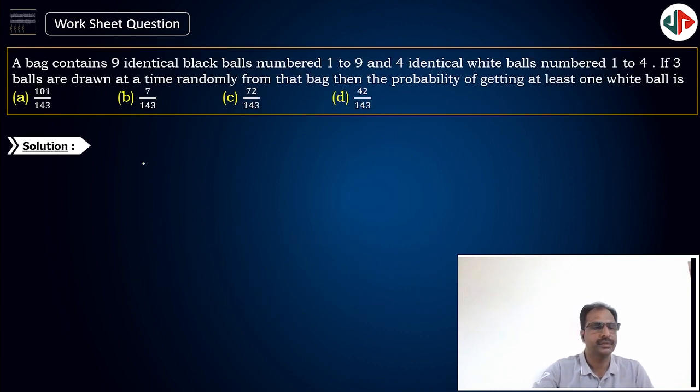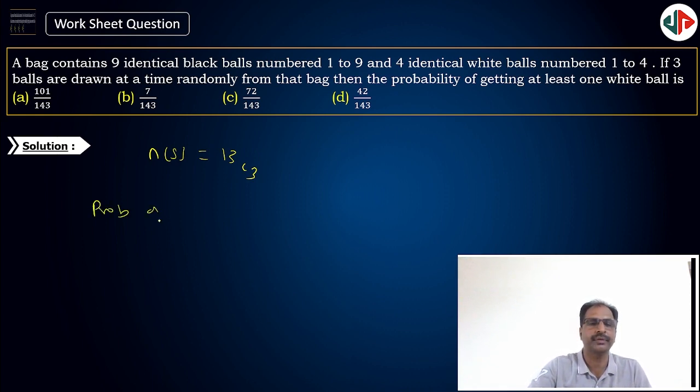Next, a bag contains 9 identical red balls numbered 1 to 9, 9 identical black balls numbered 1 to 9, and 4 identical white balls numbered 1 to 4. 3 balls are drawn at a time. How many balls are there altogether? 9 plus 9 plus 4, that is 22. So n of S is 22C3. Now the question is, find the probability of getting at least one white ball.